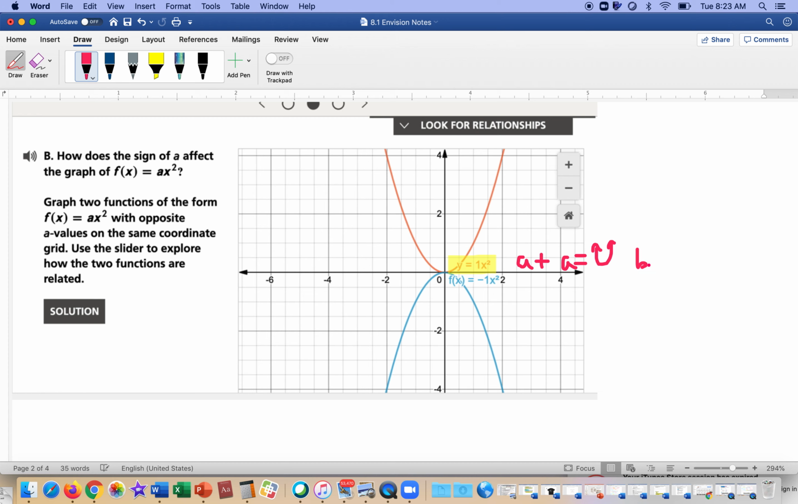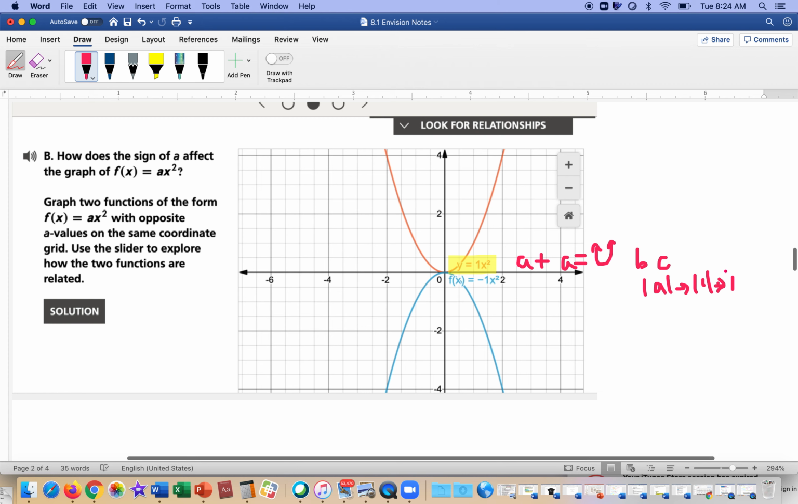Because the absolute value of a, which would be the absolute value of 1, is 1, and we're always comparing the absolute value of a to 1, it's not greater or smaller than 1, so we wouldn't say it's narrower or wider than the parent function.